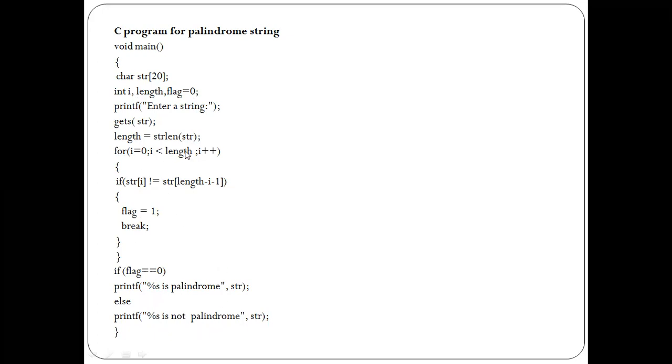Suppose the length is 5. For i initially 0, str[0] not equal to str[length minus 1 minus i], I am taking 5, I value 0, then 1, 5 minus 4. str[0] not equal to str[4]. If the flag is equal to 0, it prints palindrome, the first string. This is how the function goes.